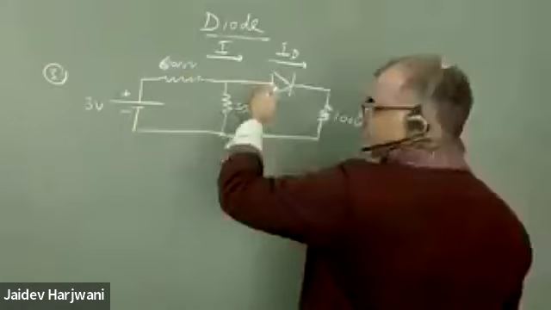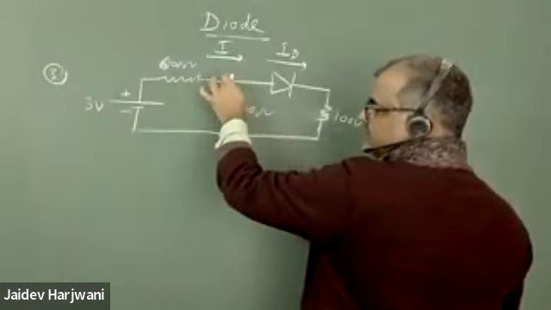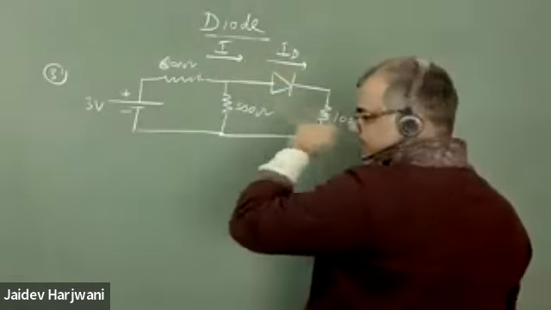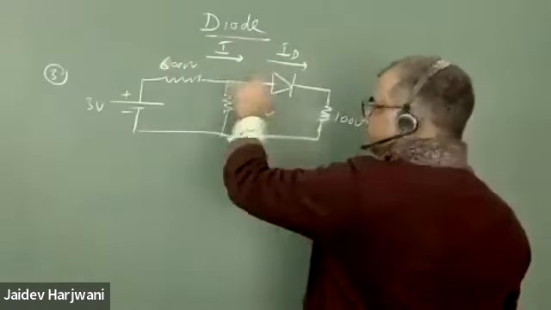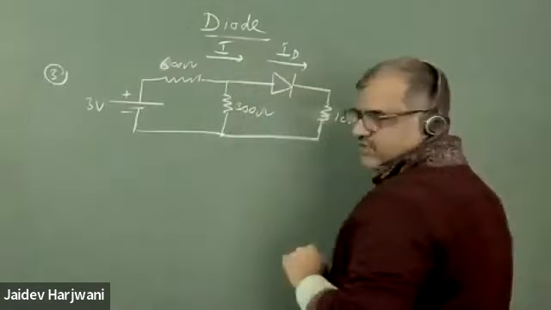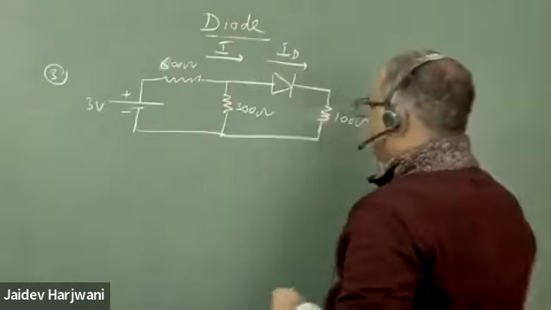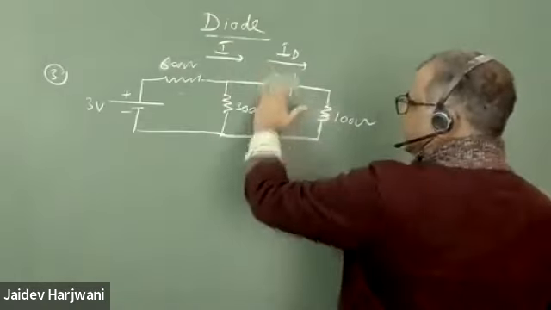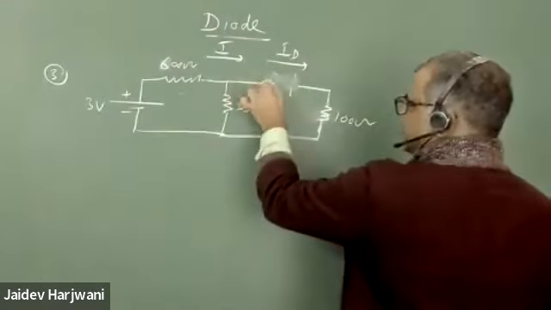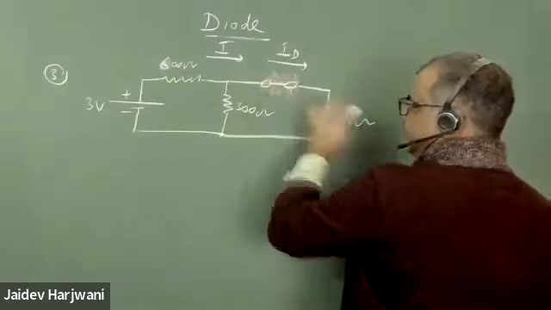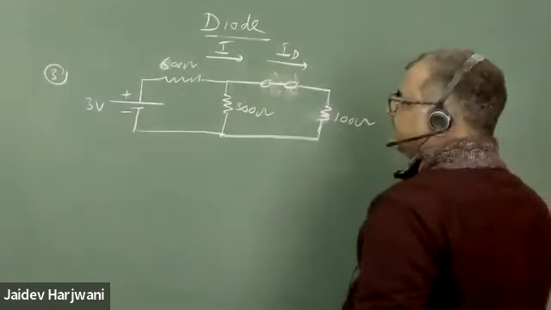If you want to calculate exactly, just make it open and see how much voltage is coming. If some positive voltage is coming here, that means this diode is forward bias. You cannot make it reverse bias. So this is forward bias. Now, if it is forward bias, I can replace this diode by a short circuit, isn't it? Now you can calculate the current.